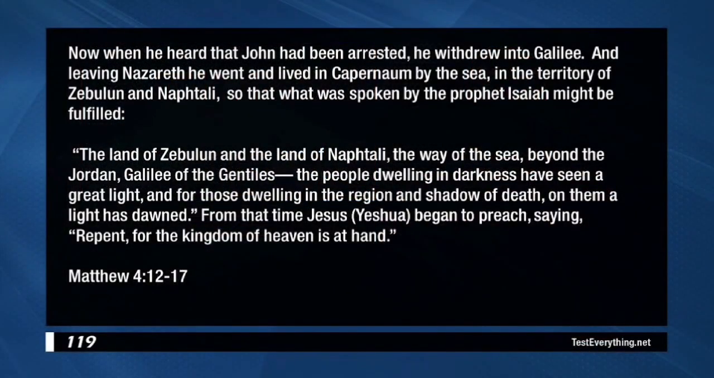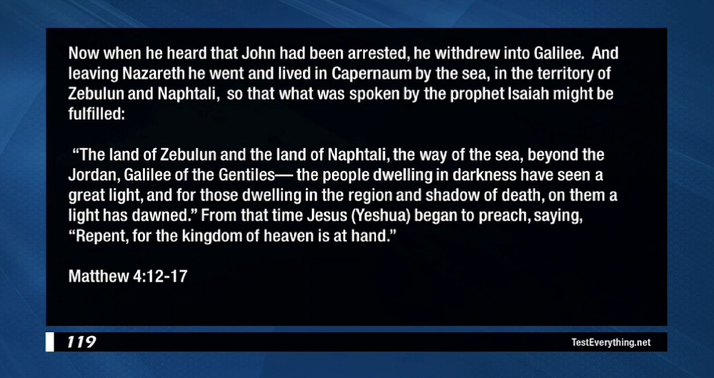First darkness, then light. Matthew chapter 4. Now when he heard that John had been arrested, he withdrew into Galilee. And leaving Nazareth, he went and lived in Capernaum by the sea, in the territory of Zebulun and Naphtali, so that what was spoken by the prophet Isaiah might be fulfilled.